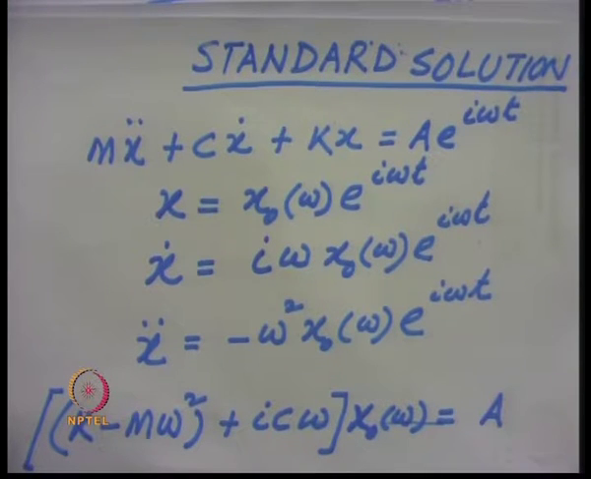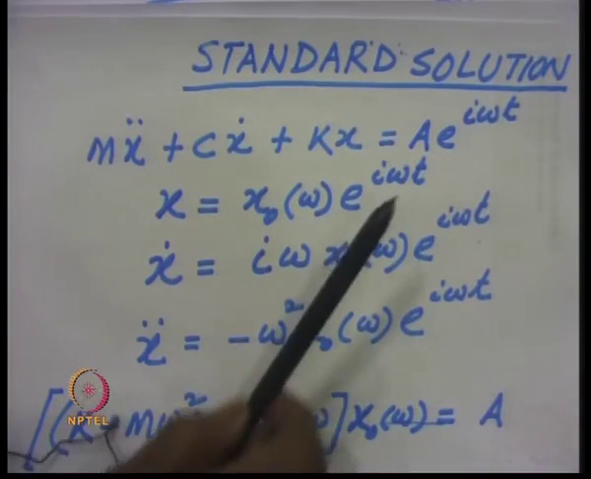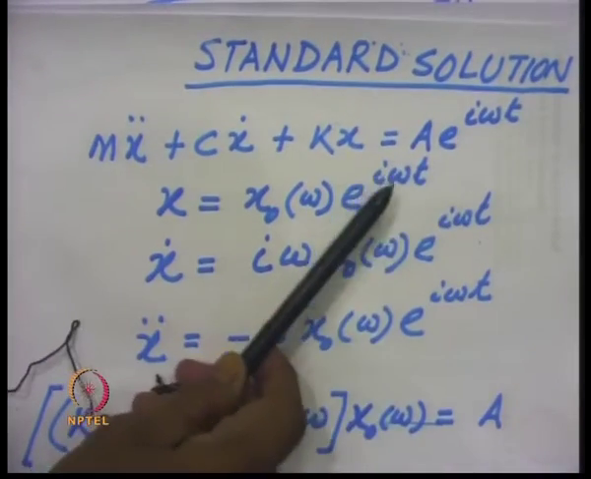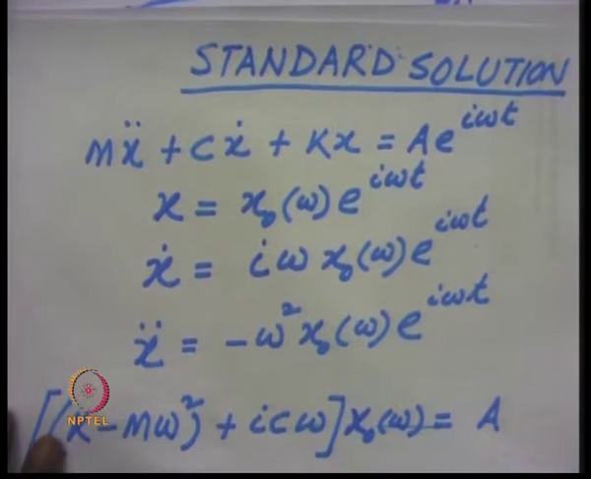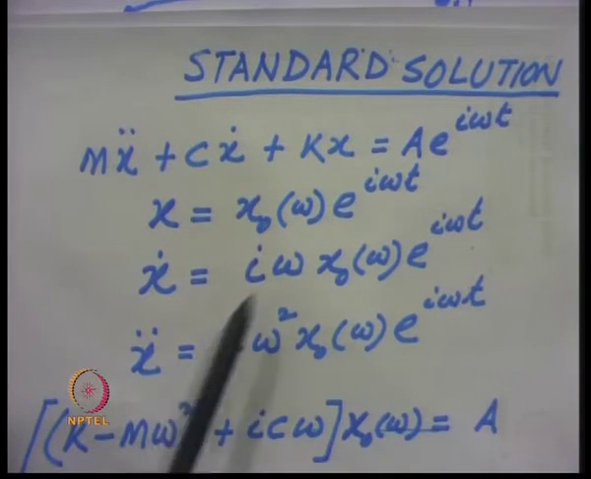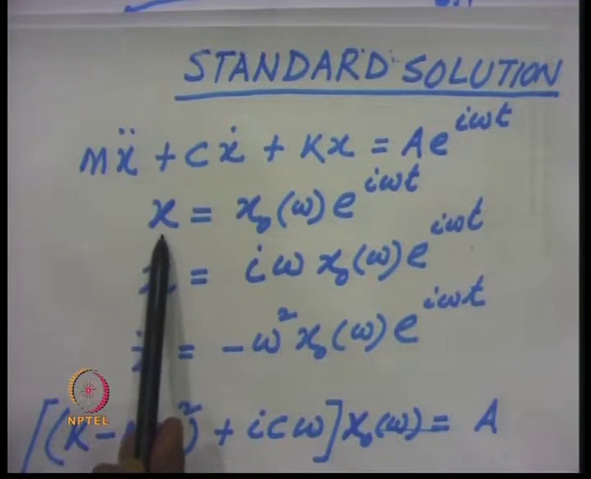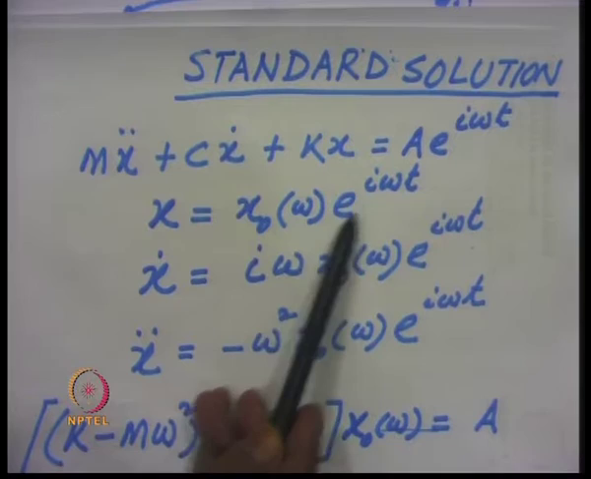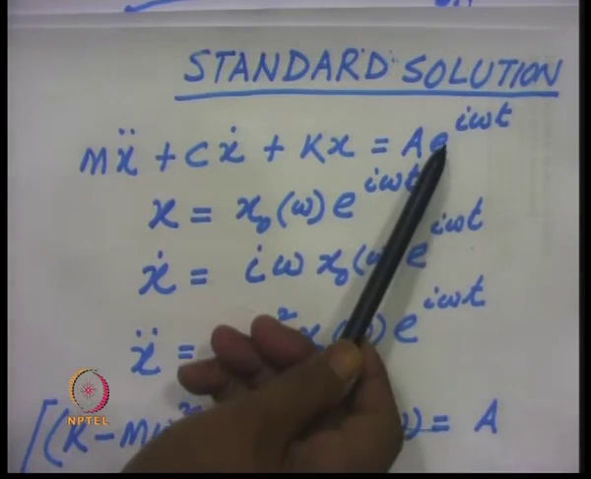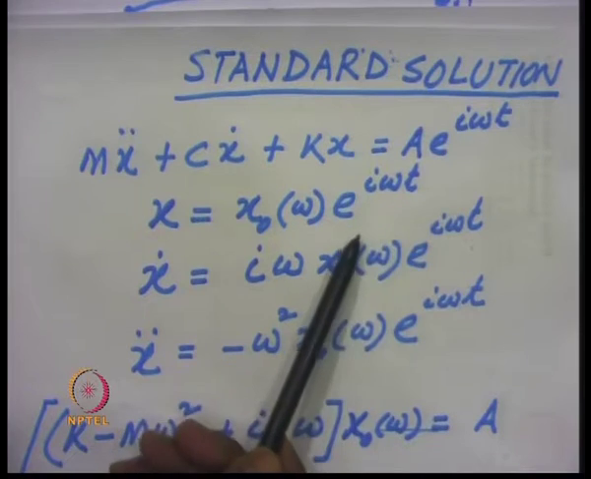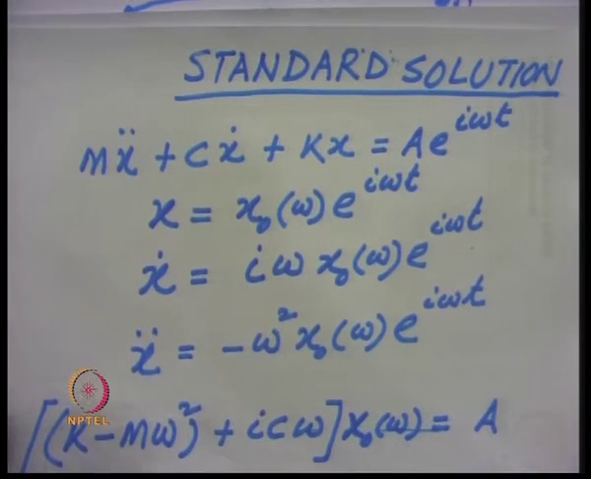Now, in order to understand the procedure, let us look into the standard solution for A into e to the power i omega t. So, this is known as the complex harmonic function A into e to the power i omega t. If the single degree of freedom equation is subjected to a complex harmonic function instead of the ordinary harmonic function, then the steady state solution part of it can be written as x is equal to x0 omega into e to the power i omega t. Since the excitation is of the form of e to the power i omega t, the response also will be of this form. If we differentiate it once, we get x dot.